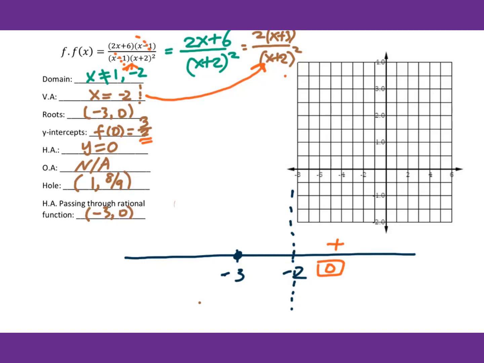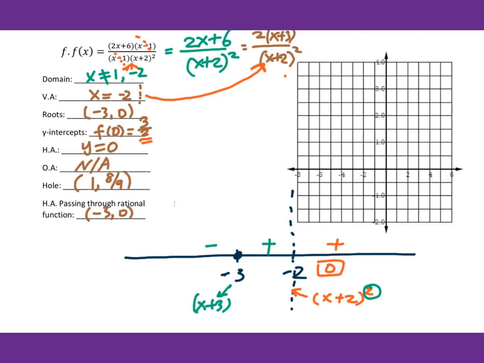For x plus 2 squared, how do you get this -2? I use x plus 2 squared. Since this is an even power, the sign won't change. This is positive. -3 you got from x plus 3. That's why you change the sign, because it's a single factor.